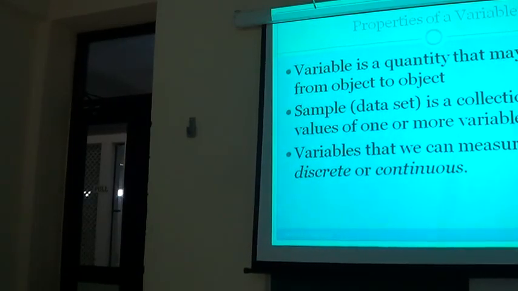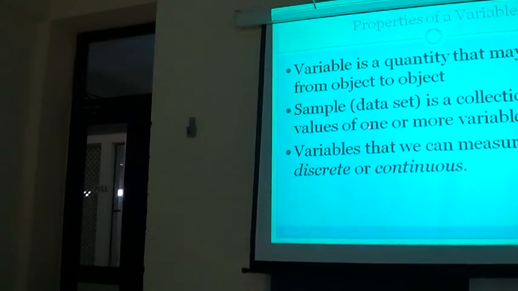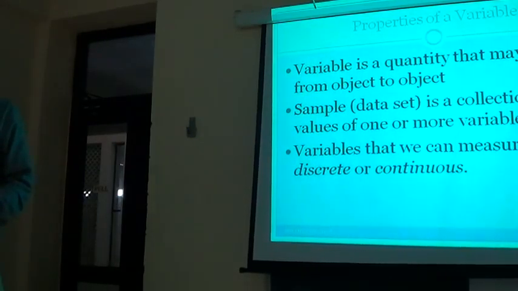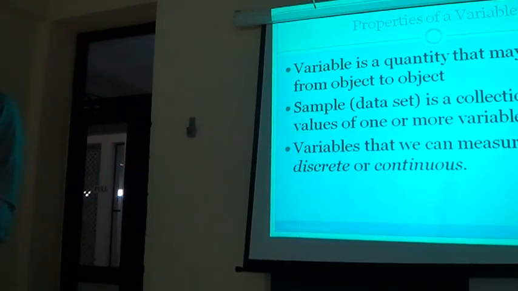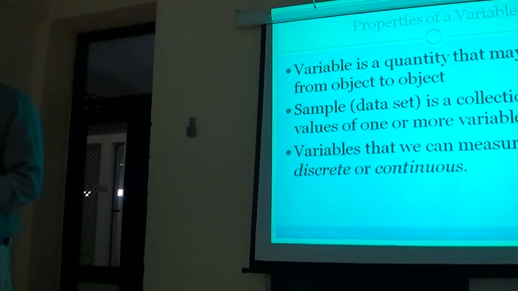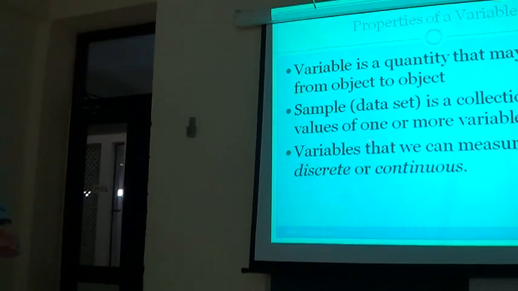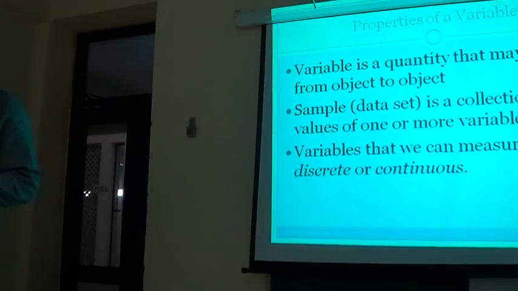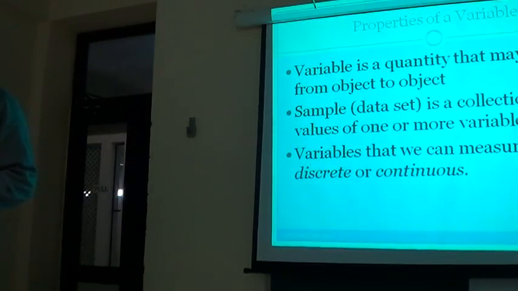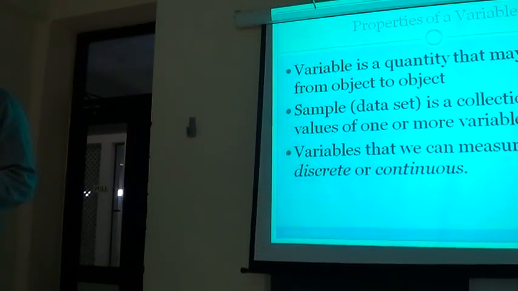Now what is a sample or data set? Data set and sample are synonymous. It is a collection of values of one or more variables. Univariate data sets have only one variable, while multivariate data sets have more than one variable. A data set is nothing but values of that variable. For example, the previous one I told you, the marks of this class, student name versus marks, putting the entire thing in an Excel sheet.